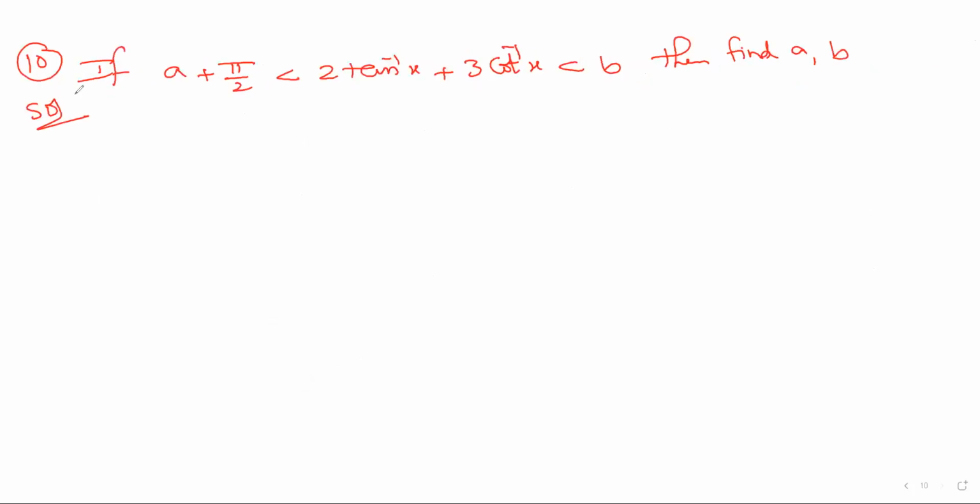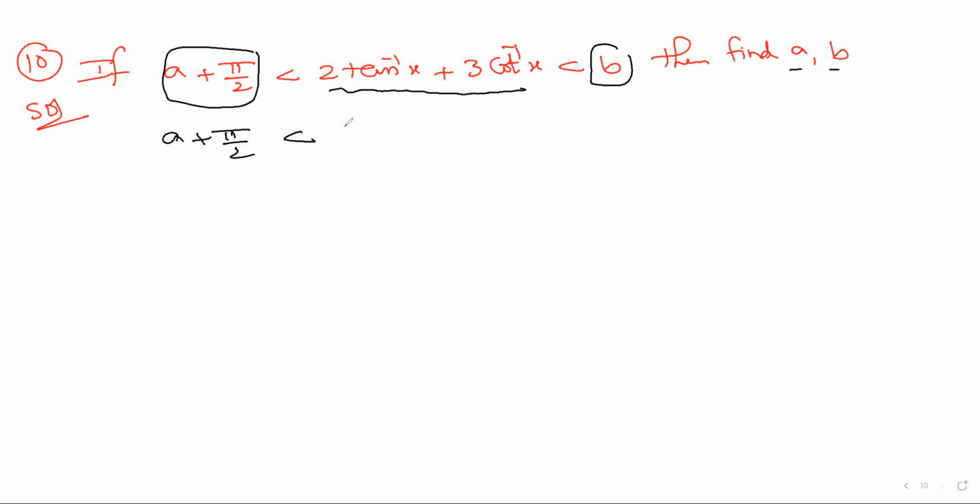Okay, next question. Here one value is given: 2 tan inverse x plus 3 cot inverse x lies between a plus pi by 2 and b. Then find out the values of a and b. How to find this value? A plus pi by 2 is less than 2 tan inverse x plus 3 cot inverse x expression, right?